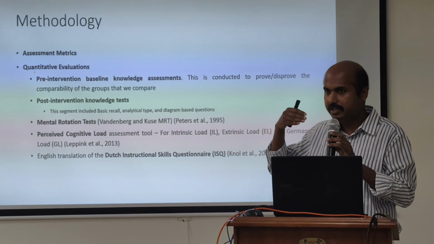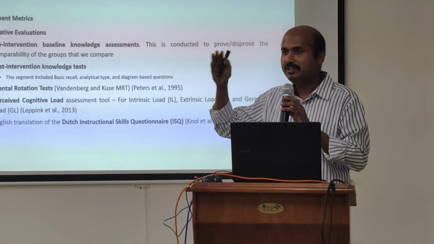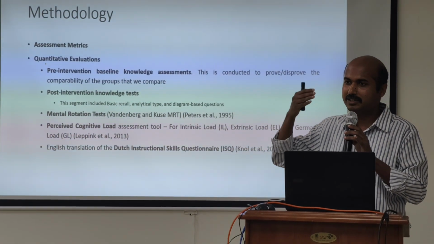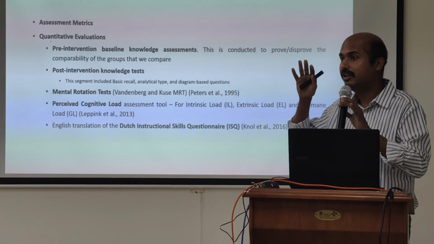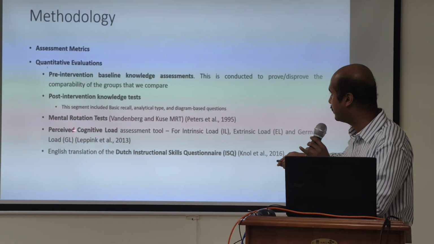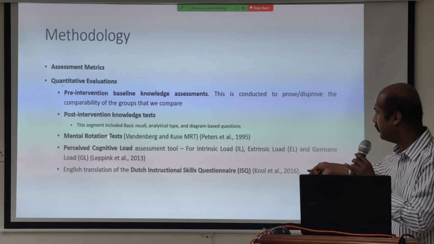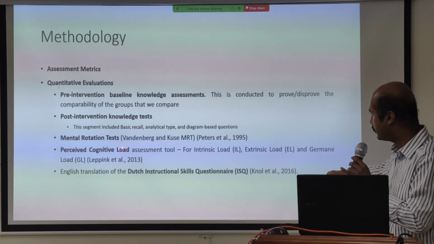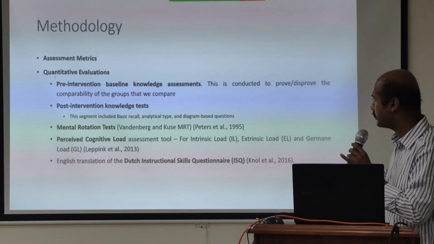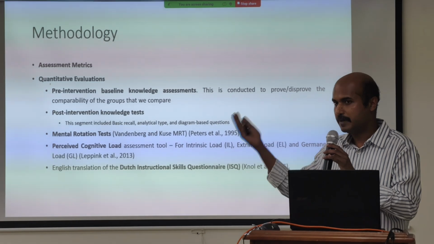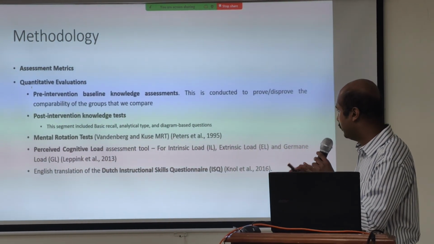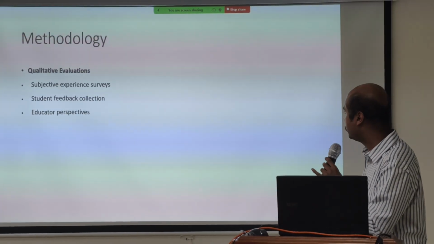Studies have shown that those who have difficulty understanding three-dimensional structures find anatomy very difficult, as they find it hard to visualize things. That inherent ability is called spatial ability, and it can be measured using psychometric tests, such as the mental rotation test by Vandenberg. All these are validated tools, and I used them. Perceived cognitive load and an instructional skills questionnaire were also used to measure students' spatial ability and their cognitive load, that is, whether they can manage the cognitive load of understanding the topic.